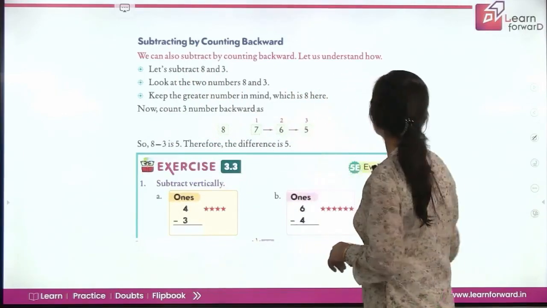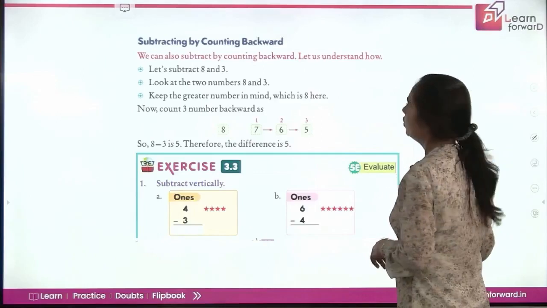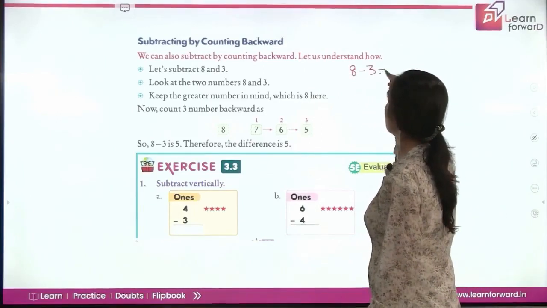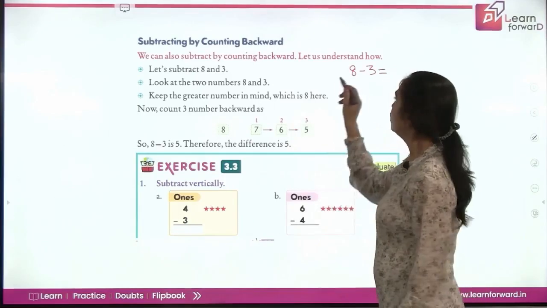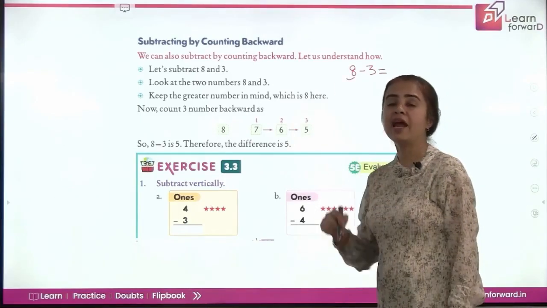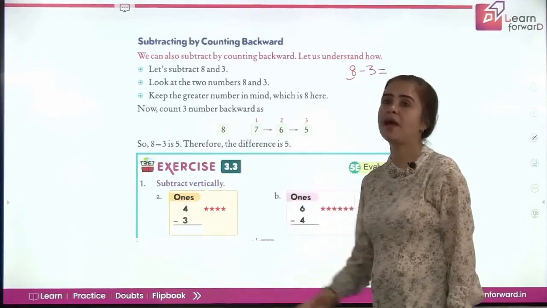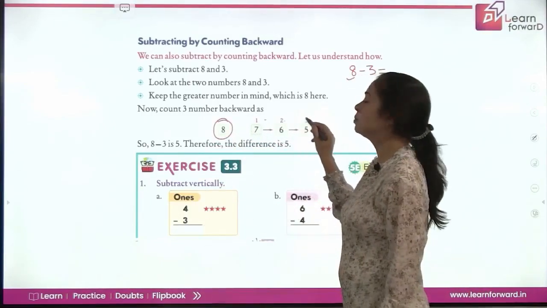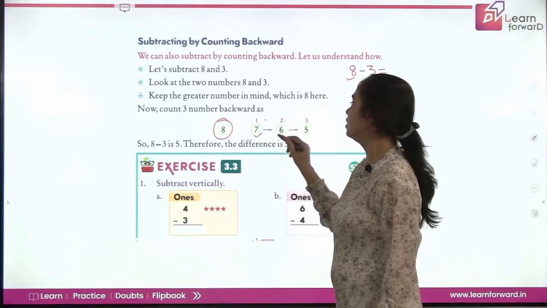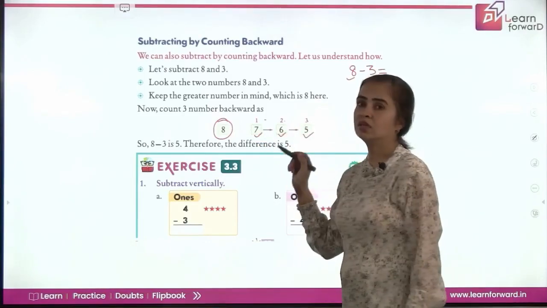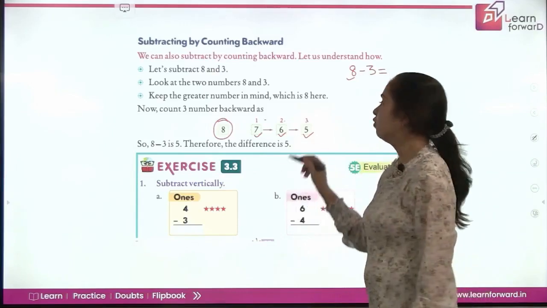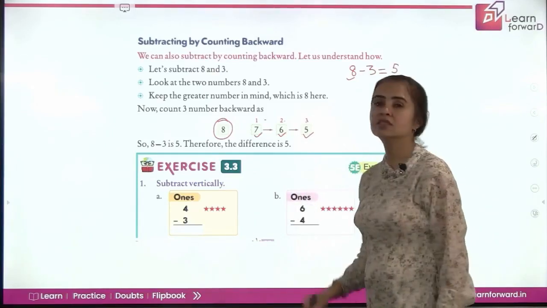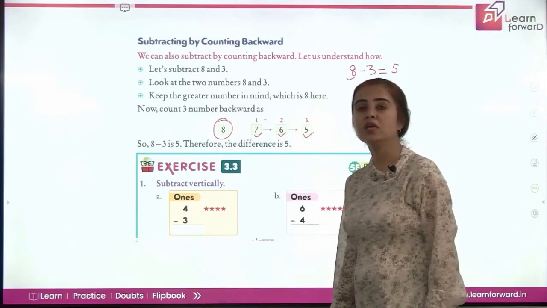If you have to subtract 8 and 3. So this is 8 minus 3 equals how much? So we'll start the counting from 8 and we will go 3 steps backward. So this is your starting point. Go 3 steps backward. It is 7, 6, 5. So where do you stop finally? 5. That means the difference of 8 and 3 is 5. So 8 minus 3 equals 5.